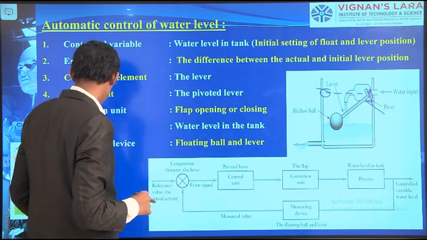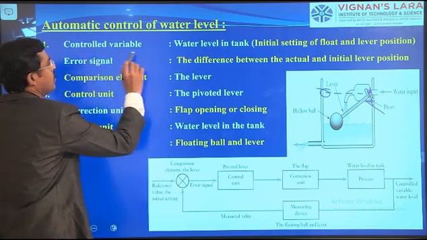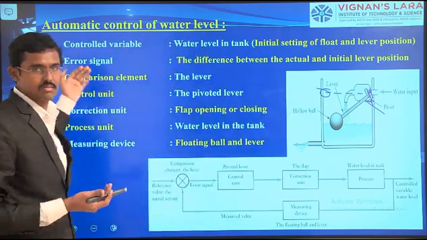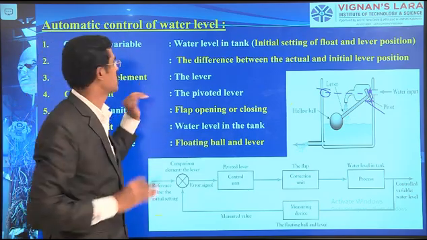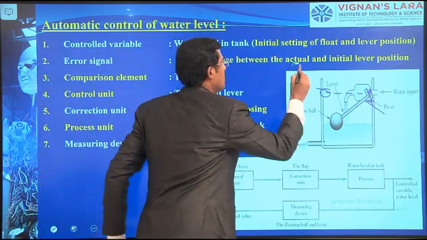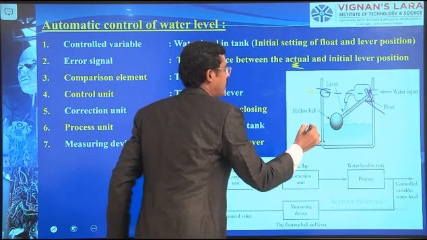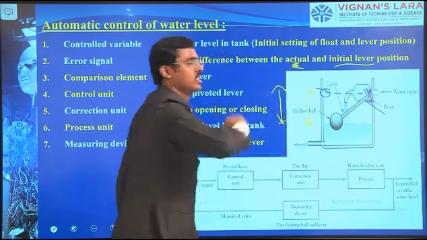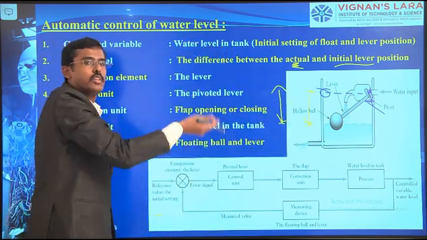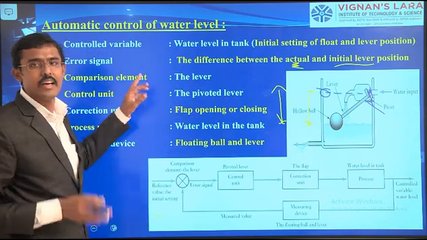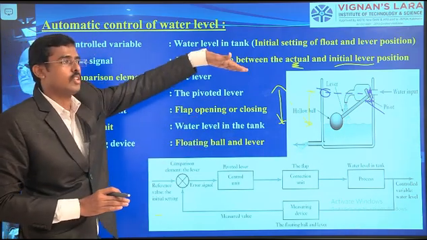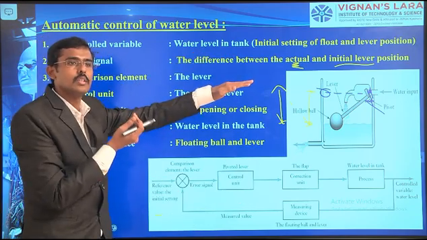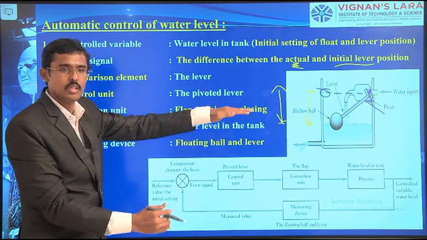So even here, the closed loop system is there. The controlled variable is the water level in a tank, and then the error signal. We know this definition. It is the difference between the actual and the initial level. This we name as the error. So again we have to fill these things. The comparison element is the lever, whether it is at the top or at the bottom. It means whether the flap, the hole, is to be opened or closed.